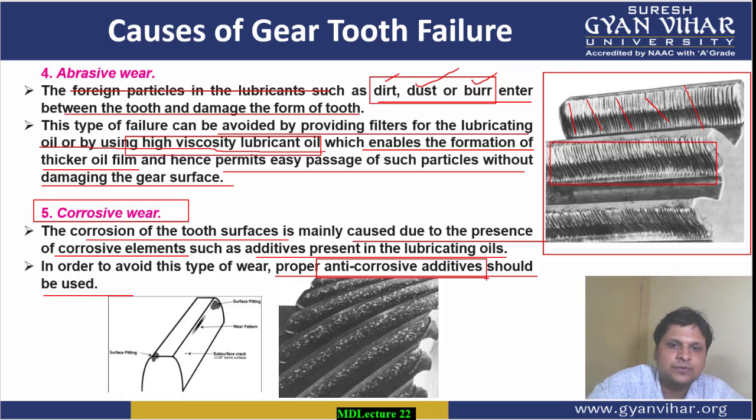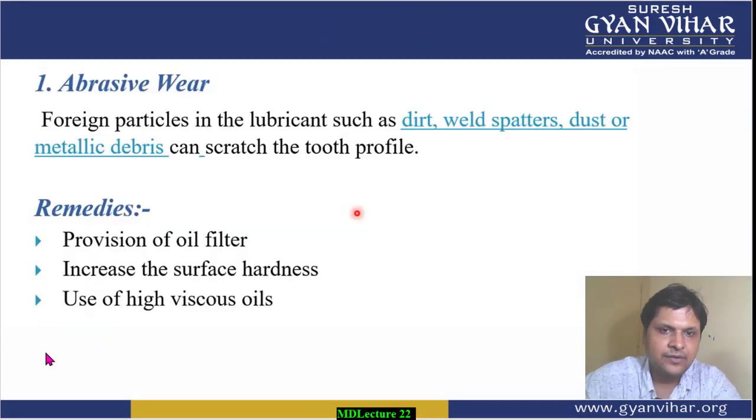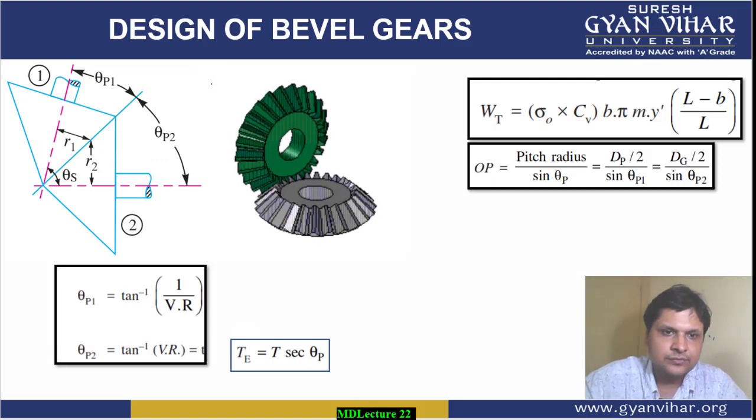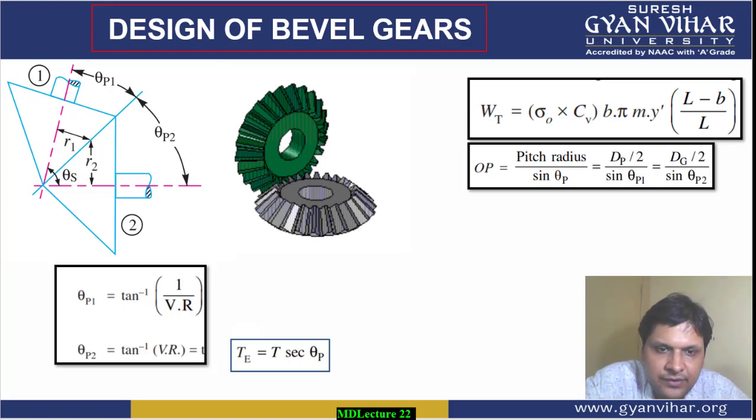All right. So this is basically your corrosive wear, which is caused due to the corrosive elements present in lubricating oil. Then after, students, abrasive wear I have already told you. Now let's solve a question. Let's solve a numerical based on the design of bevel gears, since we have only solved one numerical in our previous video lecture.